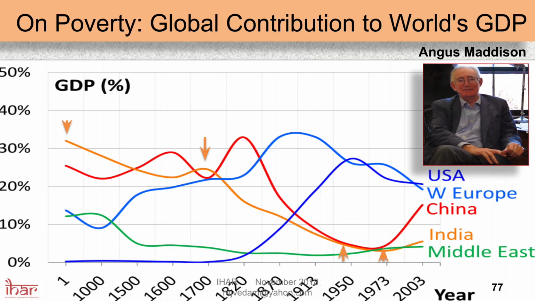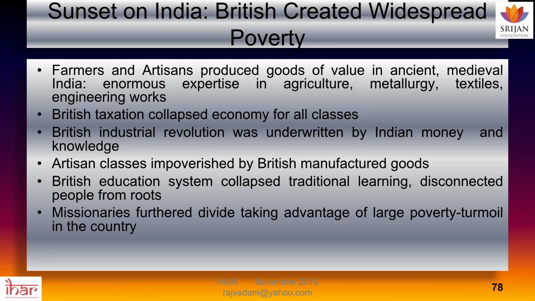So this graph over here, like I said, hides a lot of things that we don't see in a mile-high view. I put that over here, sunset on India. So farmers, artisans, we talked about that, British taxation collapse, industrial revolution underwritten by Indian money and knowledge, artisan classes impoverished by British manufactured goods.